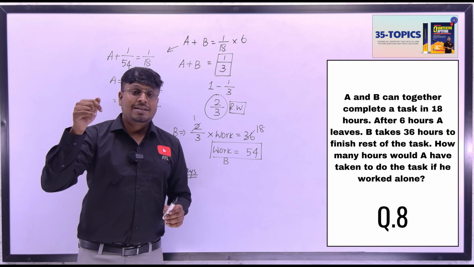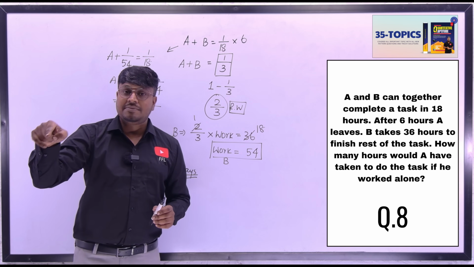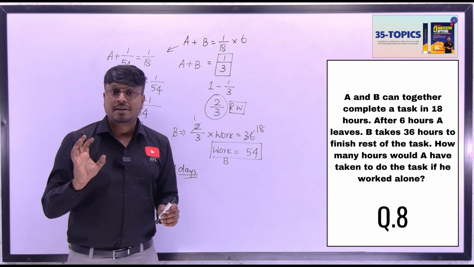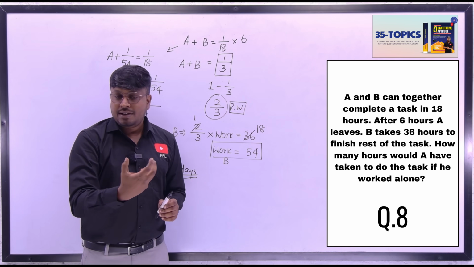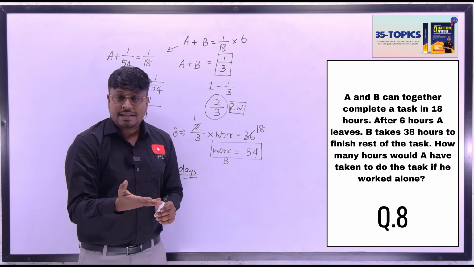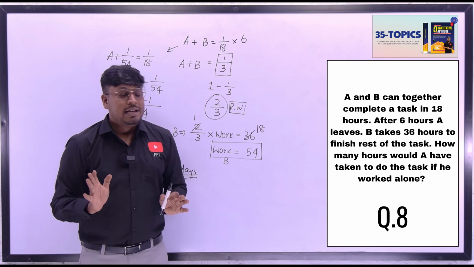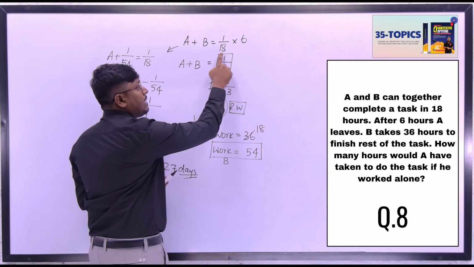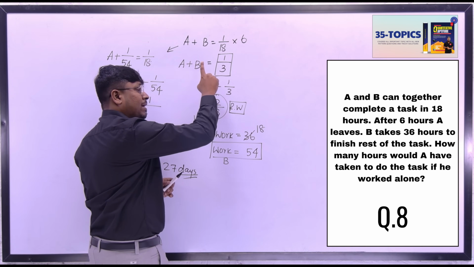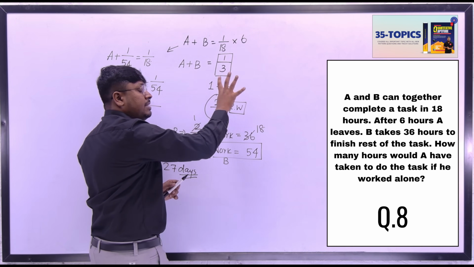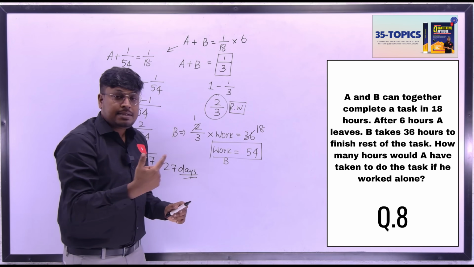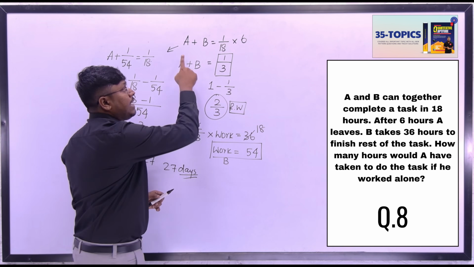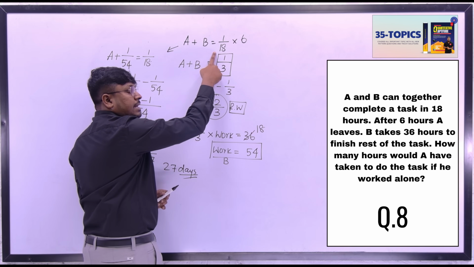So my friends usually ask, how do you consider both persons working for 6 hours, rather than A alone working for 6 hours and then leaving the job? It's a right question. I have seen many questions on time and work like this. We have to consider that both persons are working initially if the data was not given otherwise. So they have given that A and B can complete the work in 18 hours. After working 6 hours, A left. That means we have to assume both persons work for 6 hours and only then A leaves. That's the reason I wrote A and B together take 18 hours to complete the work.